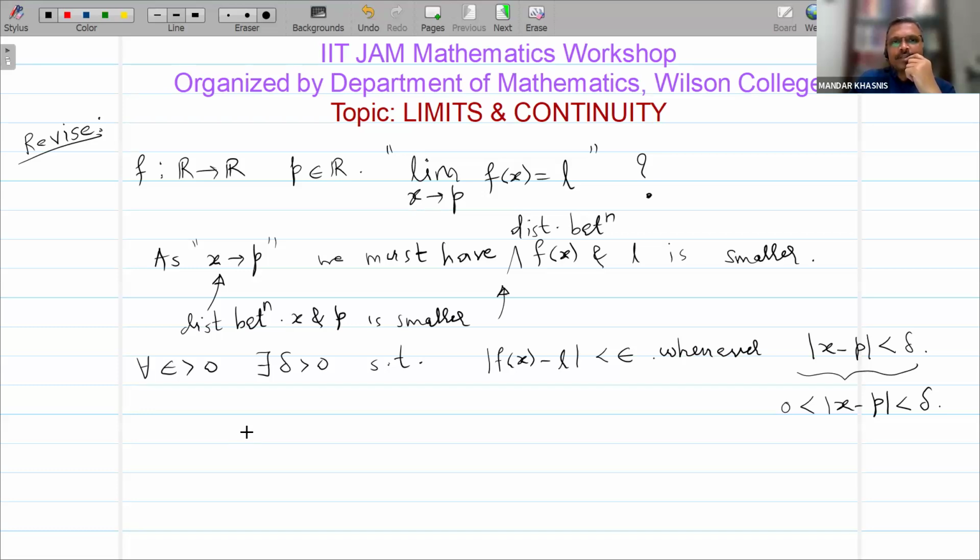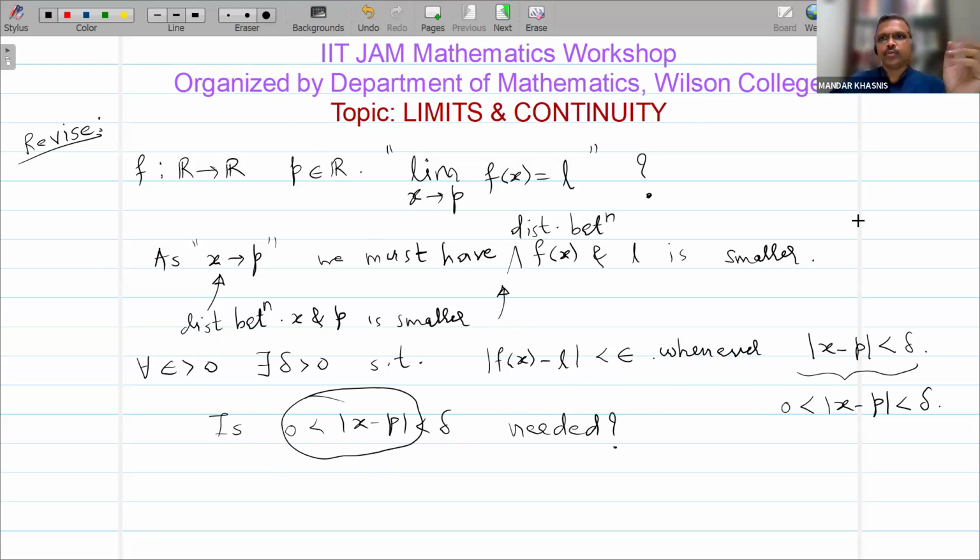Let us take a poll then. Who all are saying it is needed? You can raise your hand if that is there as a facility, or you can put it in the chat. I can read chats. The question is: is this part, 0 less than mod x minus p less than delta, needed? You can put yes or no in the chat.